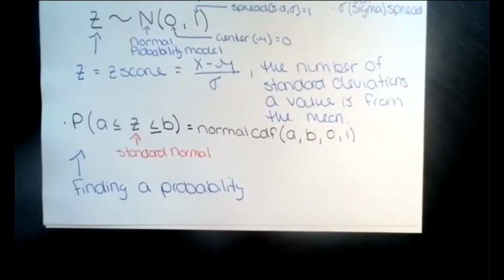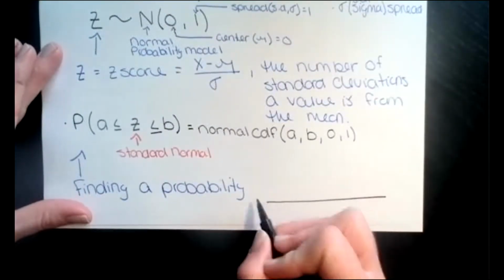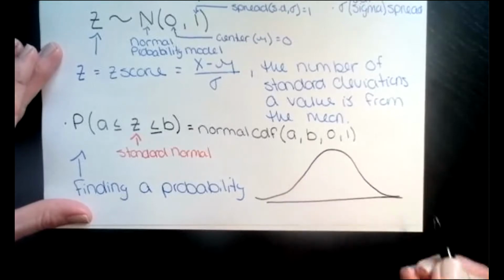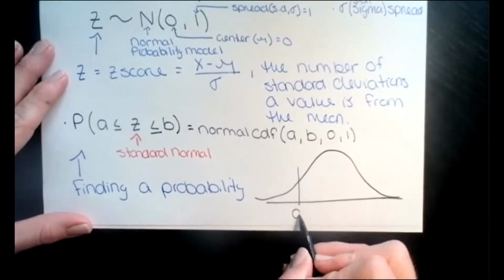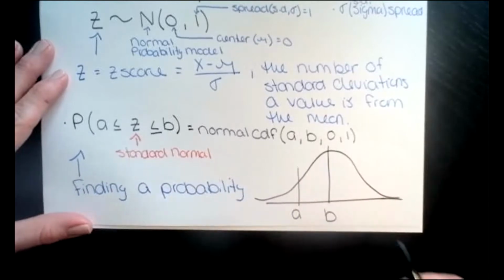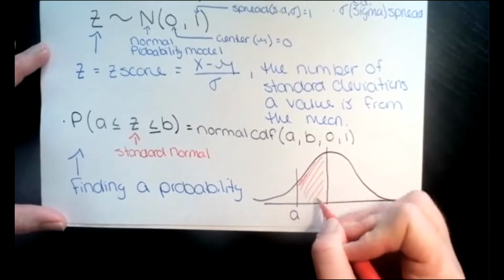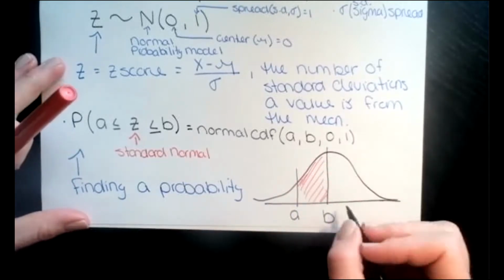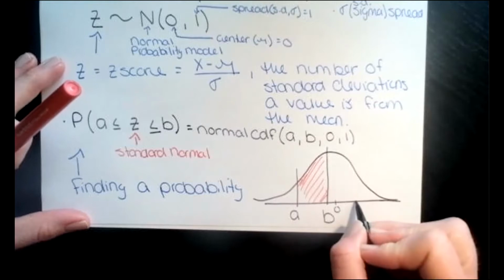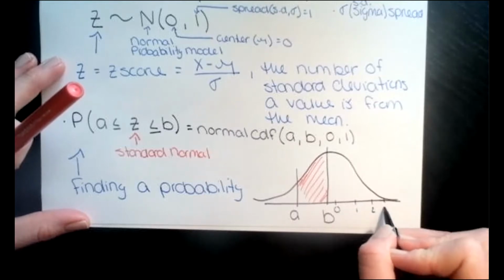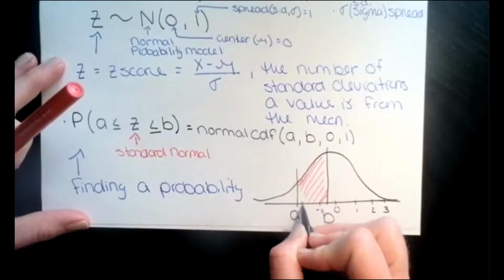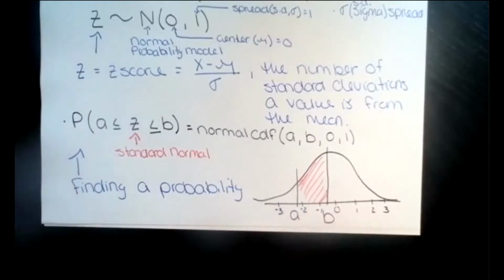So what your picture looks like, and I encourage you guys to draw pictures all the time going forward, wherever A is and wherever B is, I don't know, here. And we're finding this. But I should know that the center of my curve is 0 and the spread is 1, like this. If I was putting 1, 2, and 3 standard deviations away. Okay. So that's the kind of thing we're looking at.